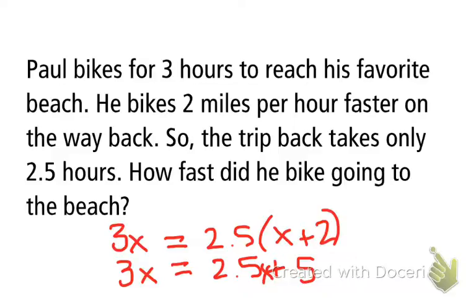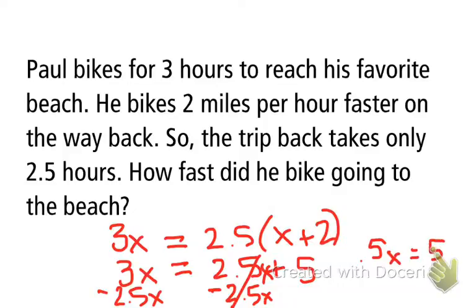Okay. So now we want to go ahead and solve. So I'm going to go ahead and subtract 2.5x from both sides. So 3 minus 2.5 is going to give me 0.5x on the left is equal to 5. So if I divide both sides by that decimal, I get x is equal to 10.